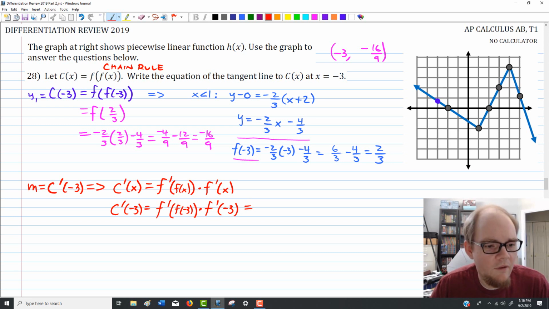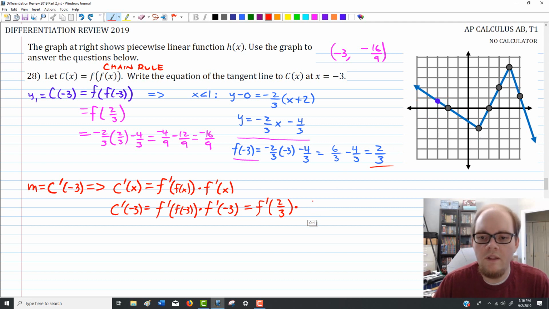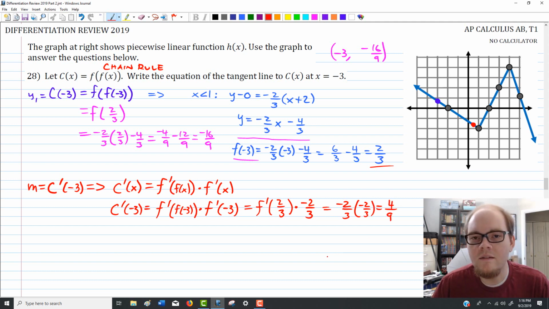So for instance, we already found what f of -3 was equal to, right? F of -3 was equal to 2/3. So a couple things we can do here. First and foremost, we're going to have f prime of 2/3. And then f prime of -3 we have established here. F prime of -3 is just the slope of this line. So clearly that's going to be equal to -2/3 itself. Finally, we need f prime of 2/3, which is like asking what is the slope right down here. But it's the same line, which means that is also equal to -2/3. So in other words, we end up with our slope being 4/9.